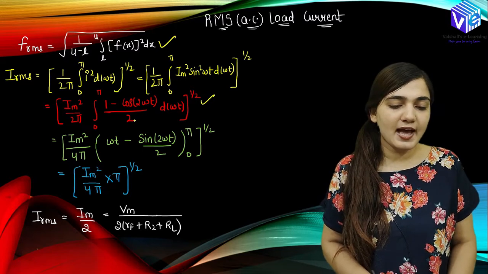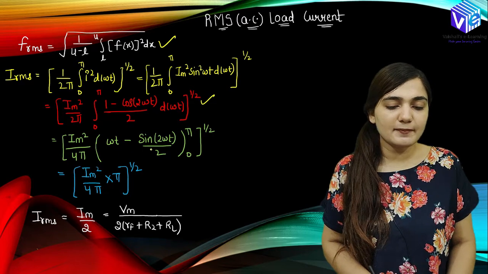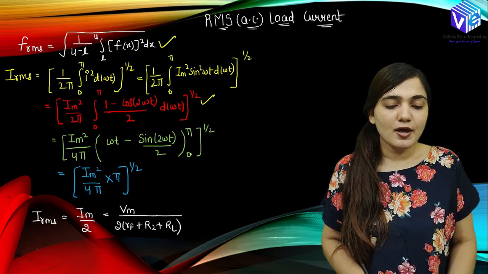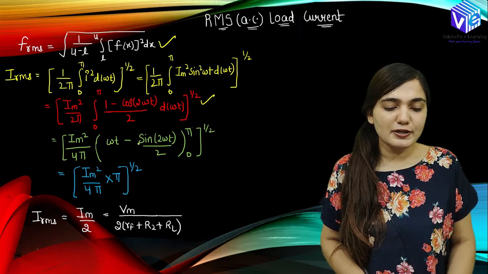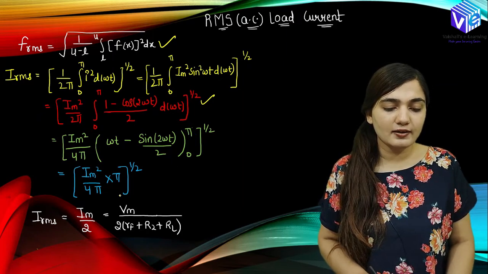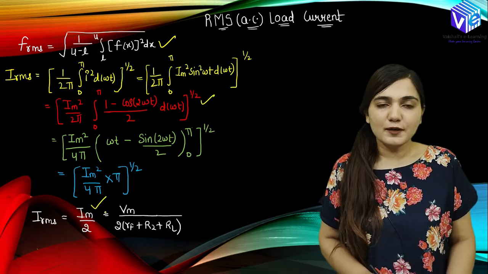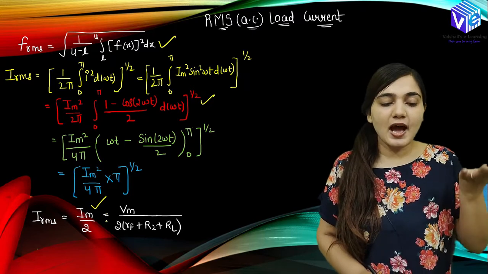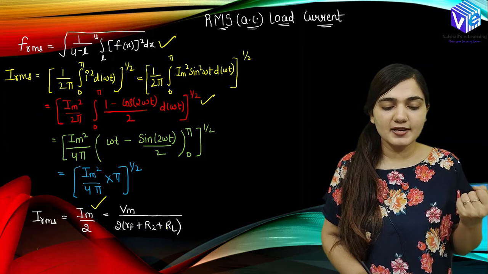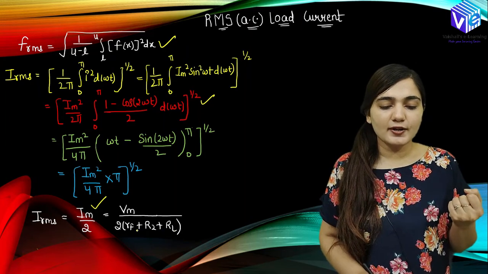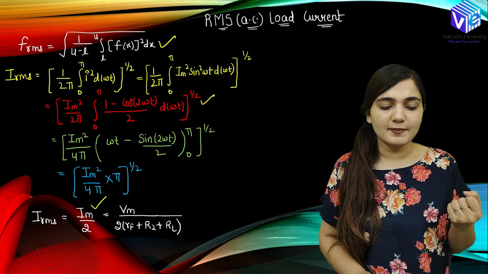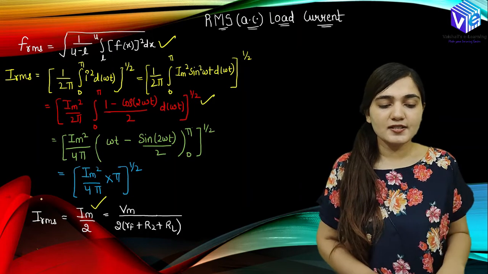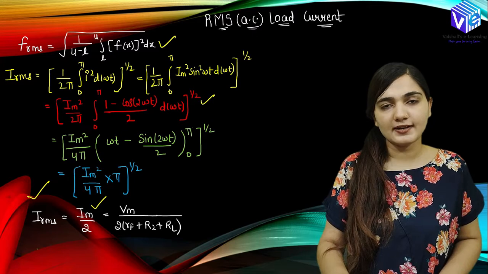Now here I will be having this 2, I can pull it outside, and I will be having Im square upon 4 pi, omega t minus sine 2 omega t upon 2, and the limits are from 0 to pi. So when you put the limit and do the calculations, IRMS will come out to be Im upon 2. Now again I know the value of Im. Im can be represented in terms of Vm as well: Vm upon Rf plus R2 plus RL, and we will be having a factor 2 also over here. So this is how we can represent the root mean square current, right?